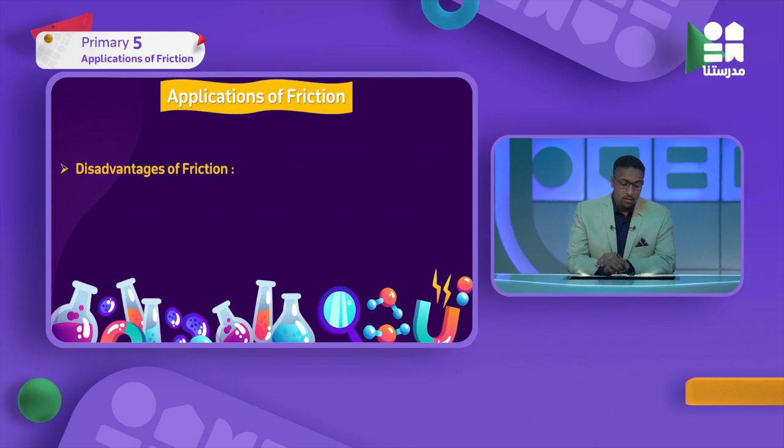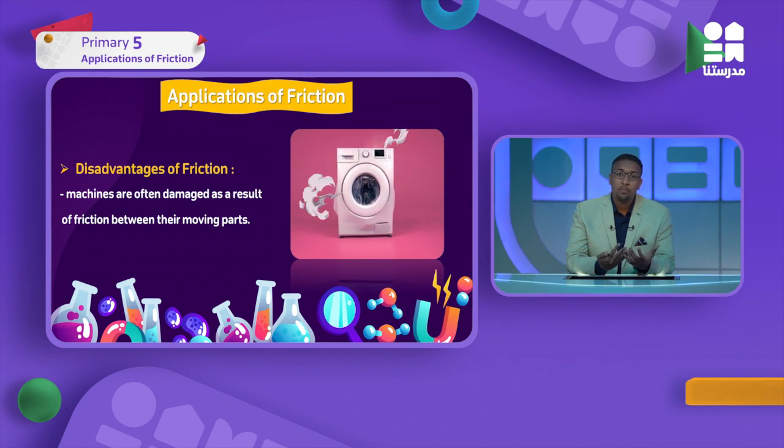Yeah. The other opinion. الشخص اللي كان بيفكر friction is bad بيقول friction ده وحش. ليه وحش؟ Because friction has many disadvantages. Disadvantages of friction. Machines are often damaged as a result of friction between their moving parts, and this friction causes or generates heat. When this heat rises, the machine will be damaged.